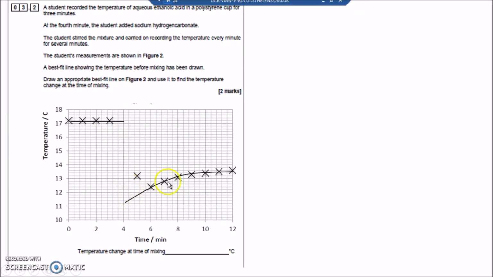There we go. I've plotted it onto the graph now. It comes out at about 11.2. So I've got 17.2 and 11.2. So the temperature change is around about 6.0. I'm allowed on my mark scheme 0.2 either way out. So I'm allowed 5.8 up to 6.2.